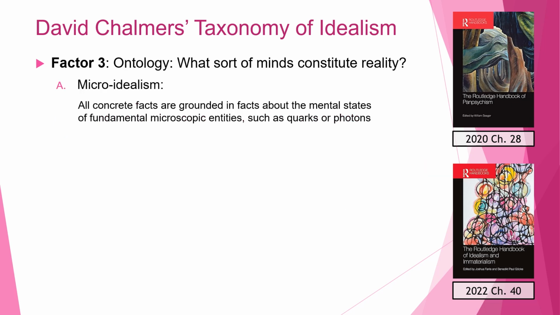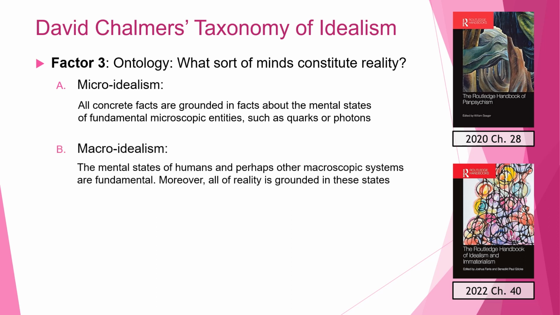The final factor concerns ontology. In other words, what sort of minds constitute reality? David gives three general categories. In micro-idealism, all concrete facts are grounded in facts about the mental states of fundamental microscopic entities, such as quarks or photons.